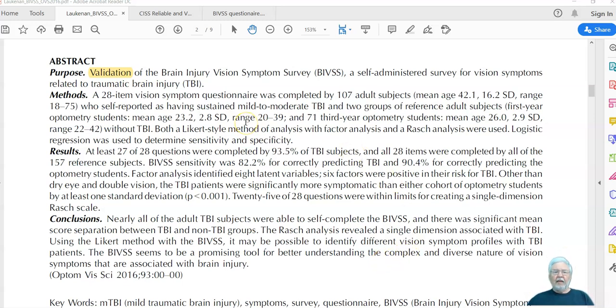Okay, today's talk is about the Brain Injury Vision Symptoms Survey, BIVSS. It's a self-administered survey, and it's about traumatic brain injury.